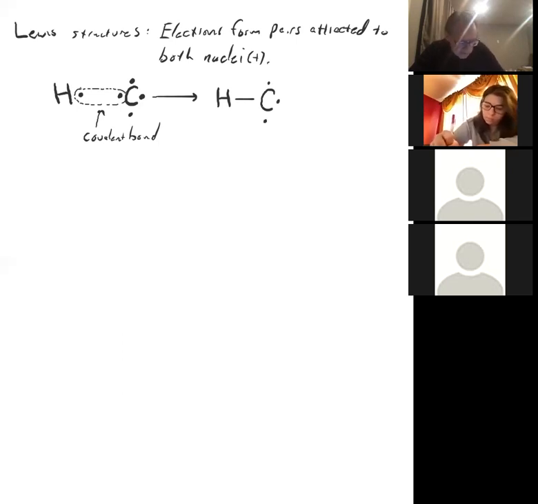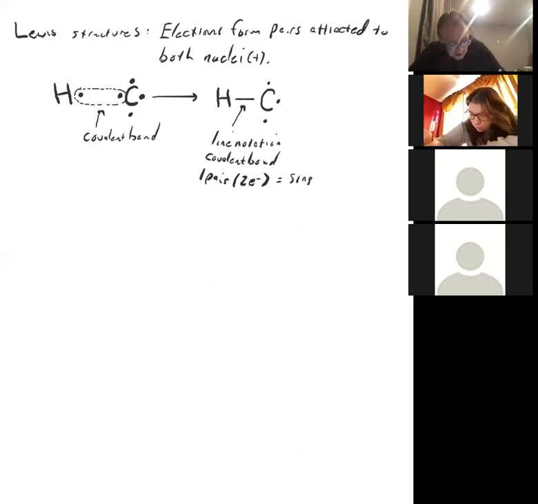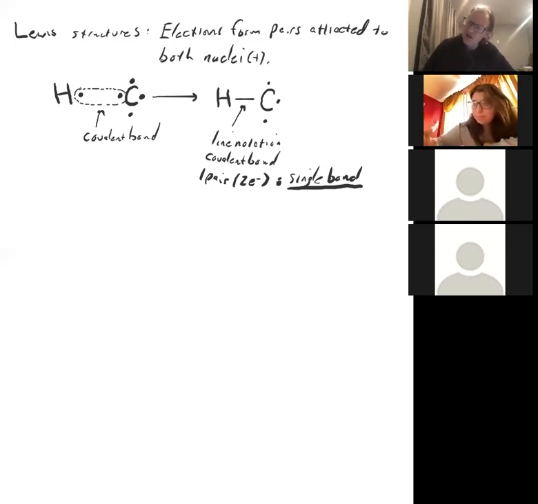So this is what we're going to use. This is called line notation. This is the most common way to represent covalent bonds. And since it's one pair of electrons, remember a pair is two, we call that a single bond. A single bond typically means a covalent bond. If it were an ionic bond, we wouldn't call it a single bond. But a covalent bond, the sharing of two electrons by two atoms, is called a single bond.